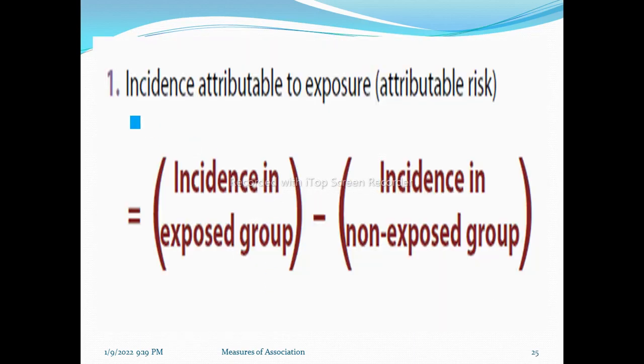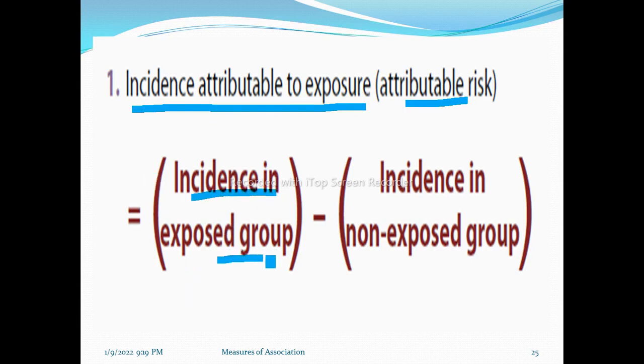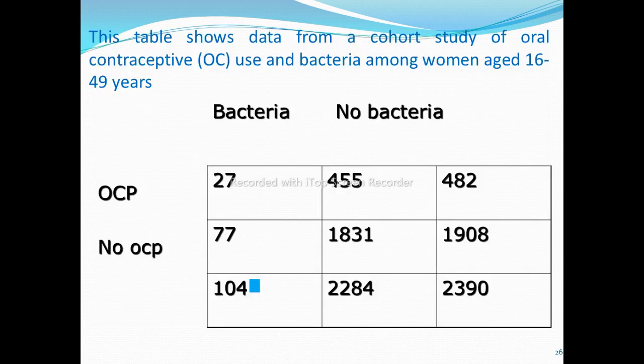Attributable risk, the incidence attributable to exposure, is equal to the incidence in the exposed group minus the incidence in the non-exposed group. So after subtracting the non-exposed group, we will get the incidence in the exposed group due to that risk factor. This is a very important concept.